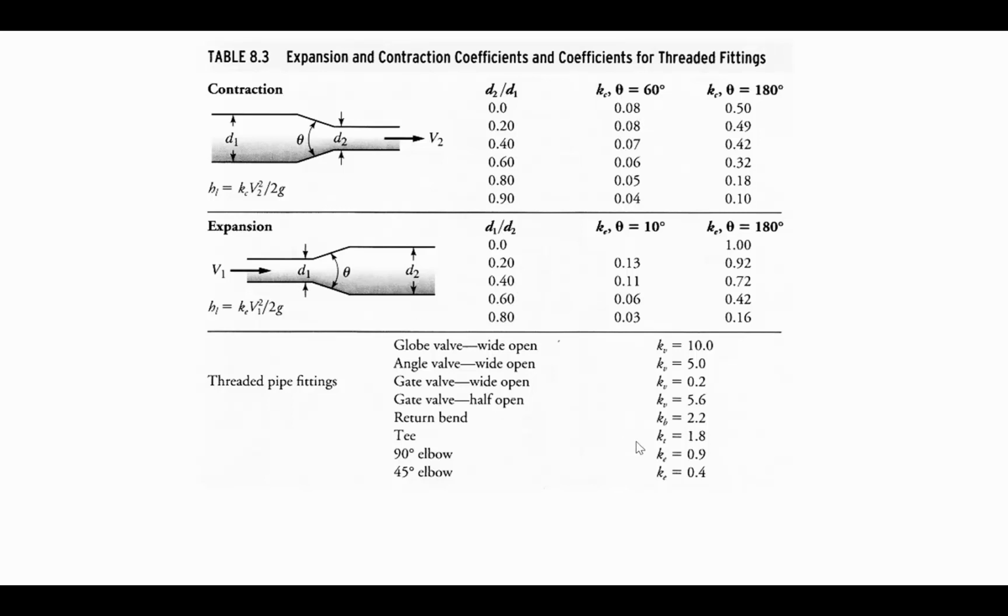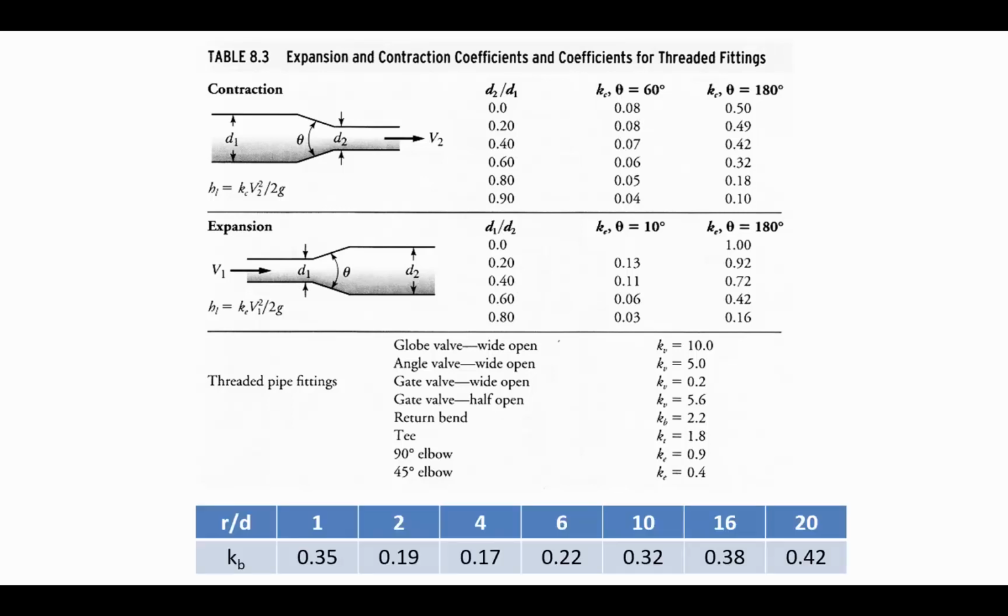Okay, here are some typical K values for different types of valves, like a globe valve, a gate valve that's partly opened or fully opened. And while these are useful to have in the general case, it's always better to use the manufacturer's specified K values to get a precise idea of the head loss that could be experienced.